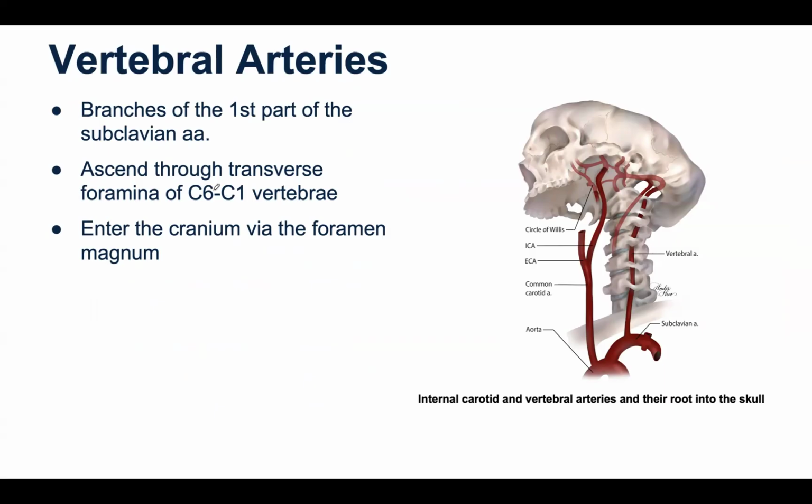The vertebral arteries are a branch of the first part, the most proximal portion, of the subclavian artery, and it will actually traverse the neck via the transverse foramina of the cervical vertebrae C6 through C1. So it's nice and protected all the way up through the neck. It will enter the cranium via the foramen magnum, right there next to the spinal cord and the medulla, just superior to that. It will be in close approximation of the roots of the cranial nerves, specifically 9 and 10, as they exit the brain as well.